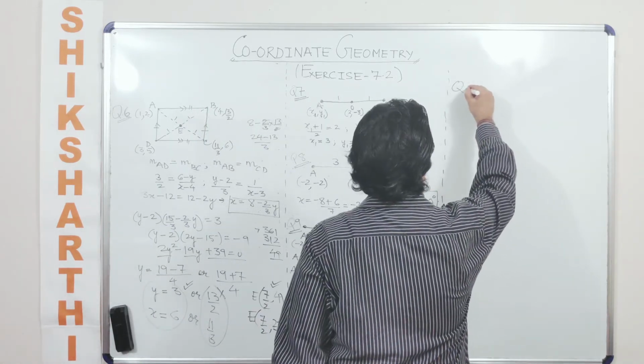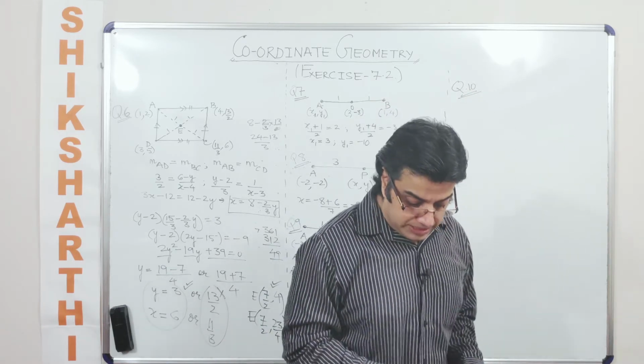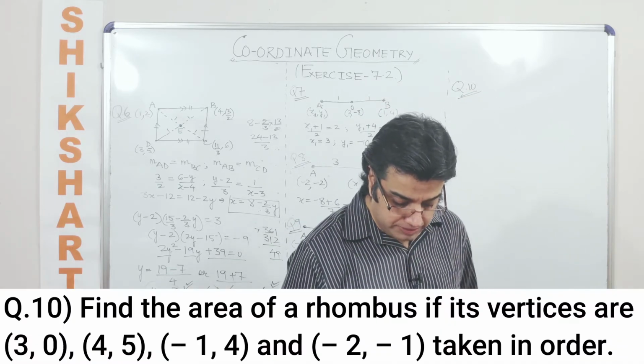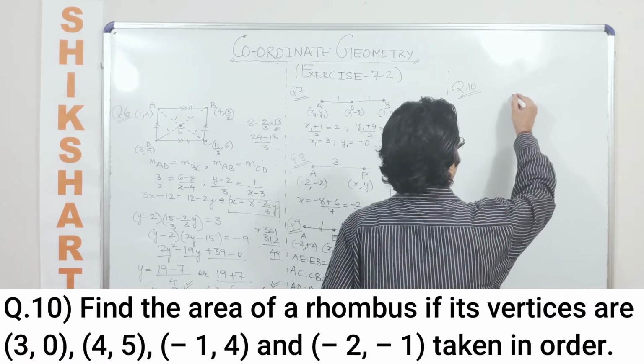Talking about the last question, which is question number 10. Let's see what they have to say. So question number 10 says, find the area of a rhombus if the vertices are taken in this order. So let me draw the rhombus first.